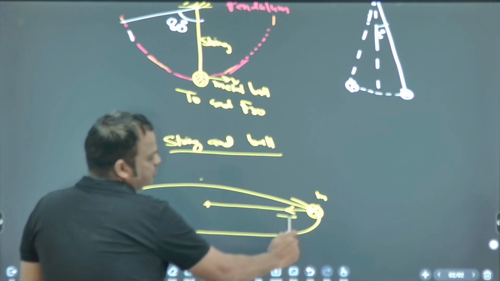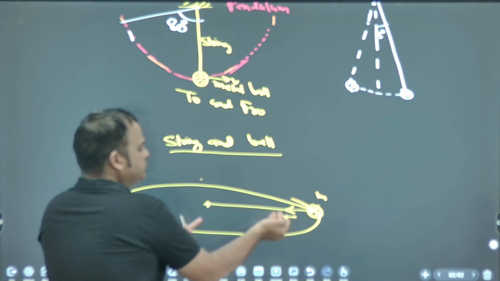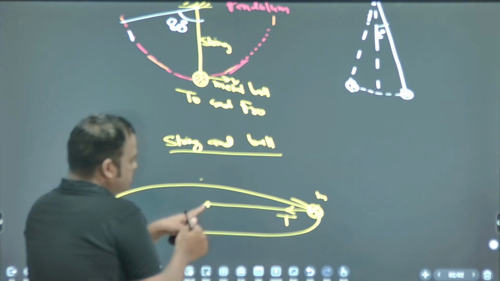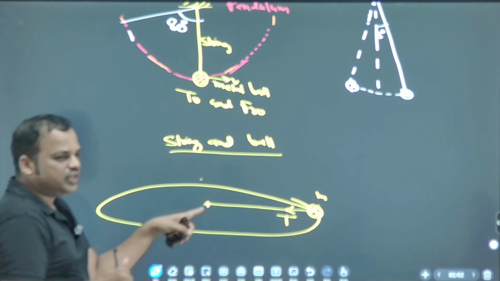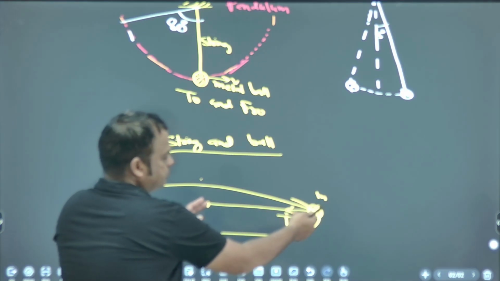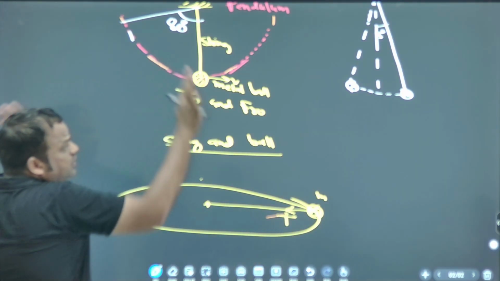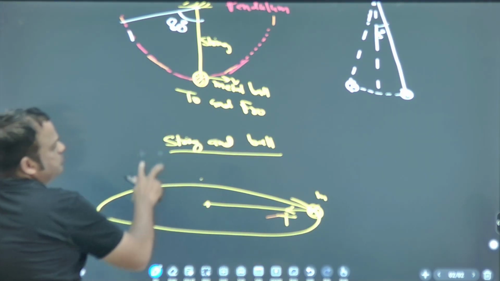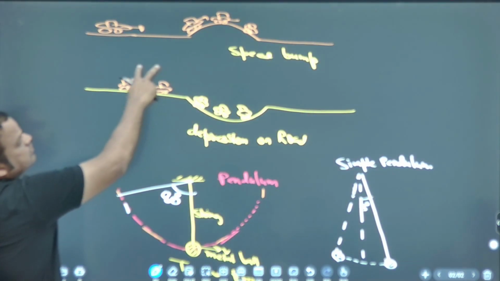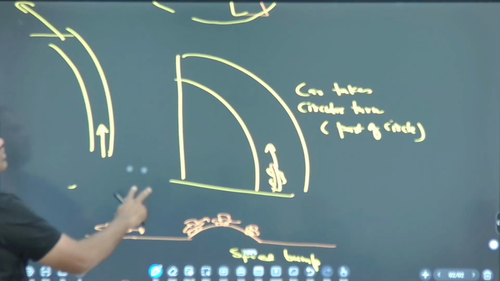So the ball is connected to the string. What type of force is the string providing? Tension. So it will be centripetal force. Correct or not? Is there any earth or nucleus here? No. So what force is providing centripetal force? Tension. Tension is providing centripetal force. Clear? So these are some examples: string and ball, pendulum, simple pendulum, depression on road, speed breaker, speed bump. When you take a circular turn, you are in circular motion.